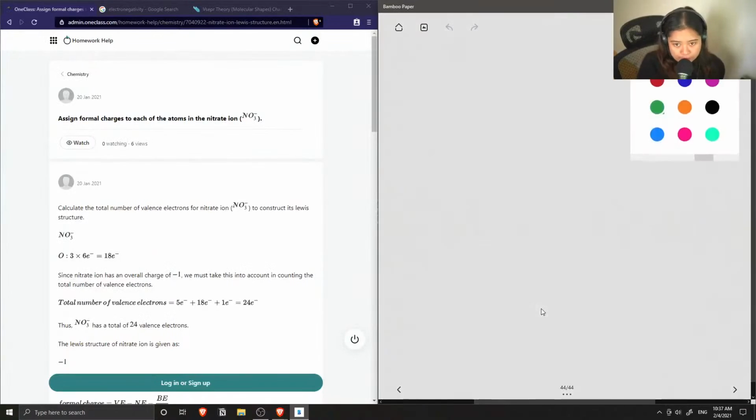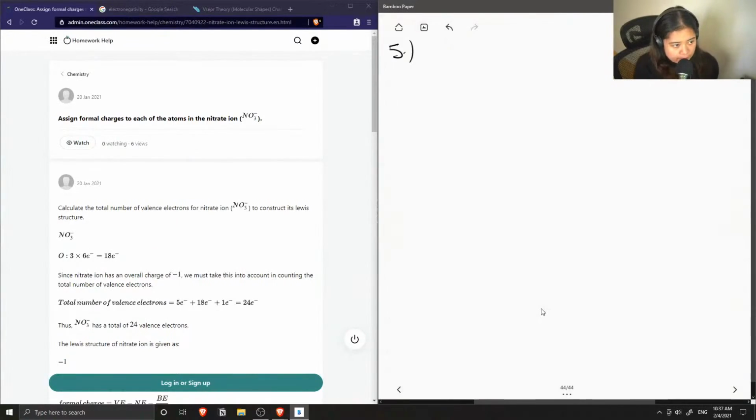Okay, so question number 5. Assign formal charges to each of the atoms in the nitrate ion NO3-. So first, let's draw out the Lewis structure for the nitrate ion. We need to first calculate the total number of valence electrons for this ion.